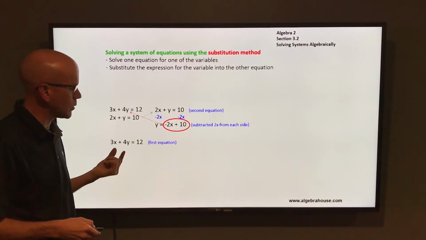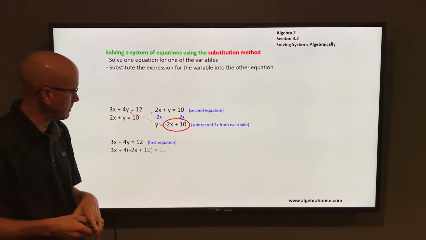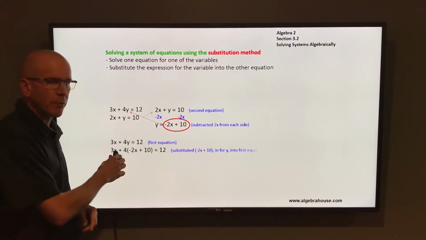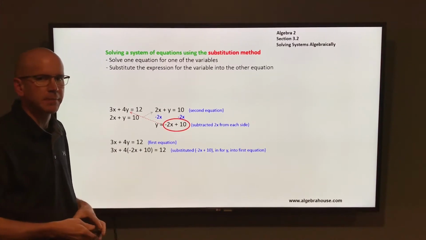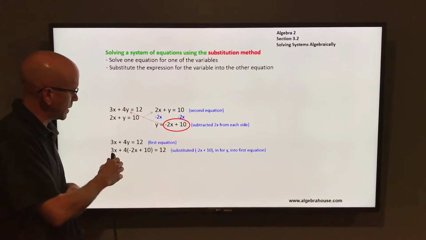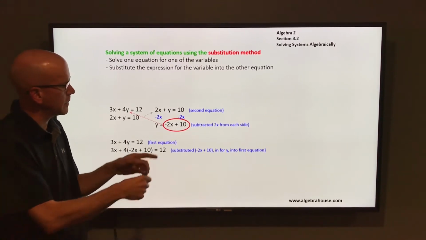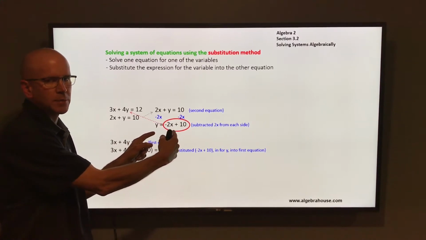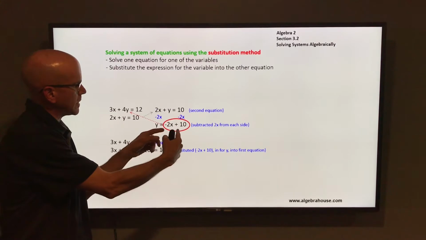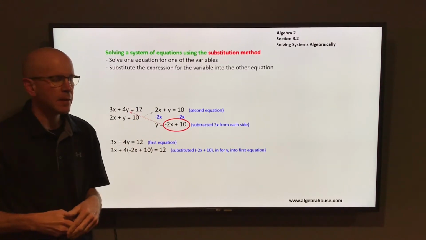So take the first equation, you're now replacing the y with the negative 2x plus 10. You're not replacing the 4 and the y, just the y. So it's 4 times negative 2x plus 10. So for that first equation now, it's 3x plus 4 times negative 2x plus 10 equals 12. Once again, got that second equation to read y equals. I solved that for y. I isolated that variable. Took that negative 2x plus 10, substituted that back into the first equation for y.